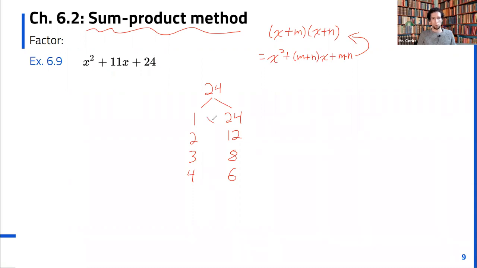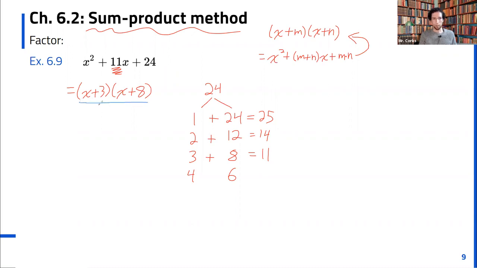So if we multiply these two together, 1 times 24, we get 24. So we have that. So we think, well, if we add them together, what do we get? 1 plus 24, 25. 2 plus 12, 14, not working. 3 plus 8, 11. That's what we wanted here. Normally you wouldn't write them out. You can just think of what the factors are. But we can use that one, 3 and 8. So it looks like our solution could be x plus 3 times x plus 8.